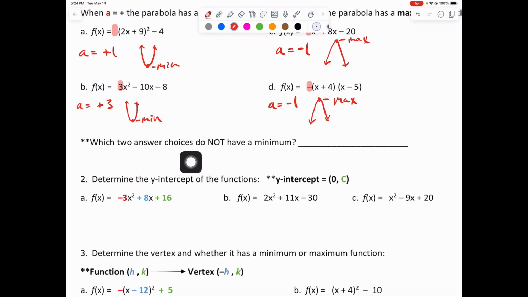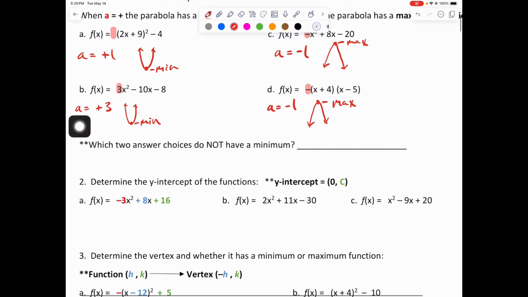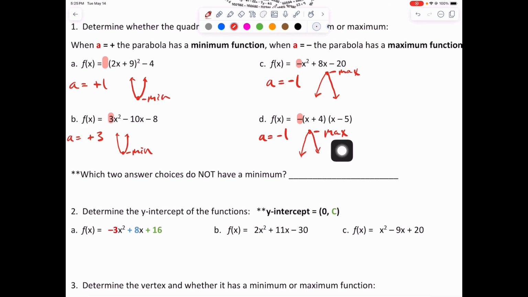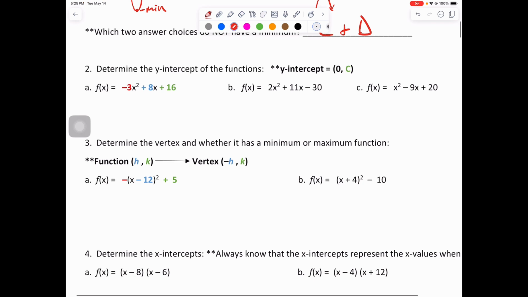All right, bonus question. Which two answer choices do not have a minimum? So we're just looking for the two answer choices that have a maximum. Minimum, cross it. Minimum, cross it. Maximum, write it. Maximum, write it. C and D. Going forward to number 2.